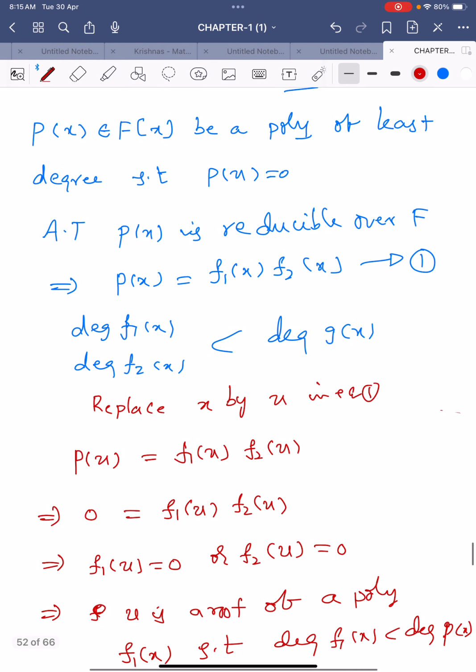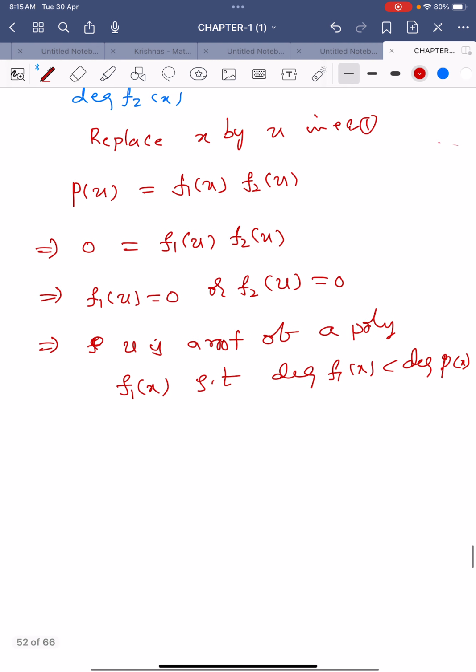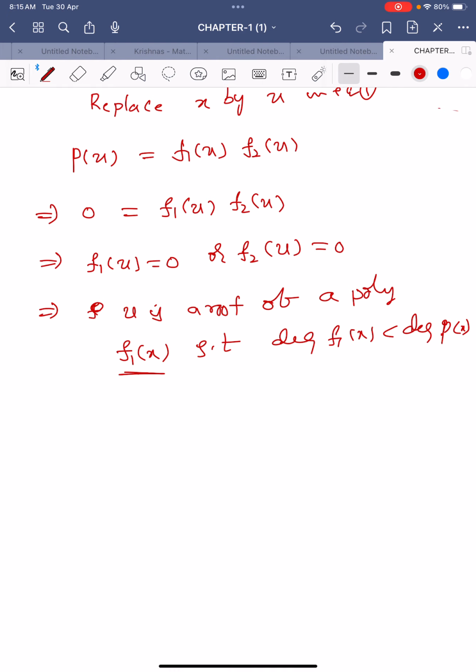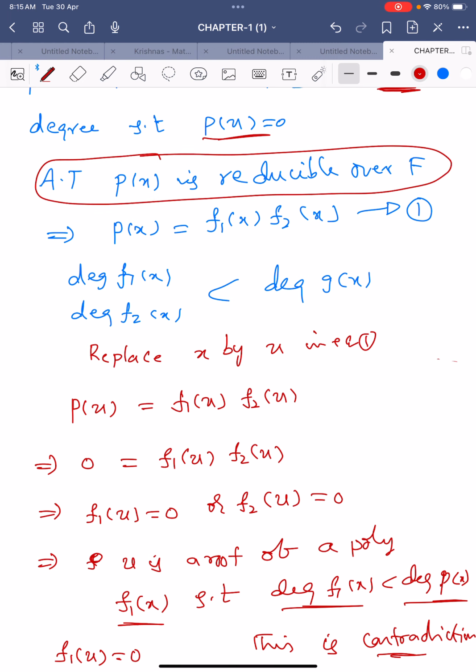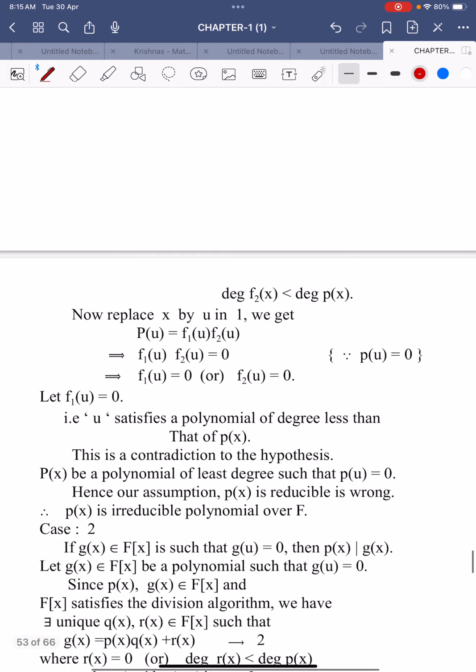But actually what is the truth? P of x is the polynomial of least degree such that p of u is equal to 0. But we get one more polynomial f1 of x such that f1 of u is equal to 0, and degree of f1 of x is less than degree of p of x. This is a contradiction to the given fact that p of x is the polynomial having smallest degree such that p of u is equal to 0. This contradiction exists because of our assumption that p of x is reducible over capital F. Therefore, our assumption is wrong.